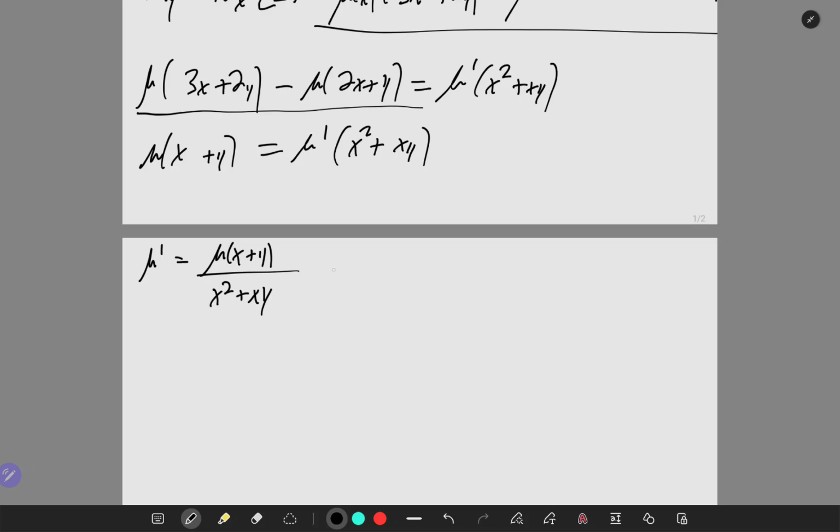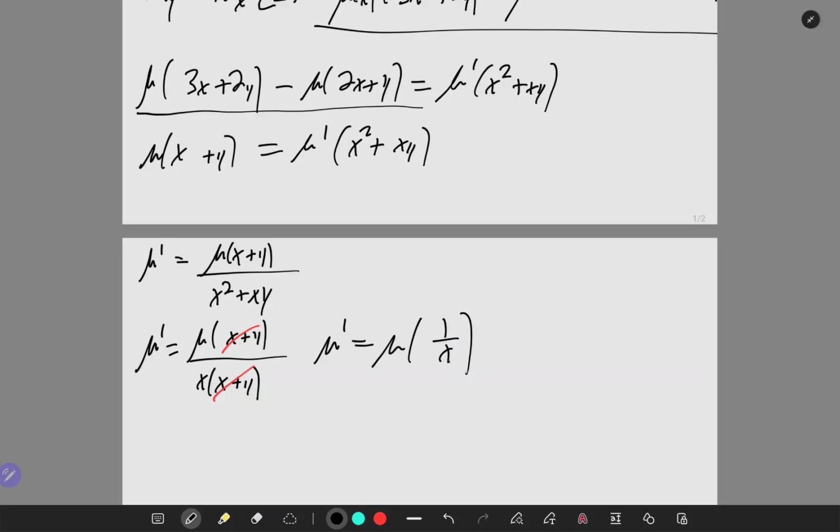So if we do, this is equal to mu times x plus y. If we take out x on the denominator, that's x plus y. This cancels. We're left with mu prime is equal to mu over x, right? I'm going to write it like this. So this is an important step right here. You'll see why I'm boxing this. We're going to need this later on.